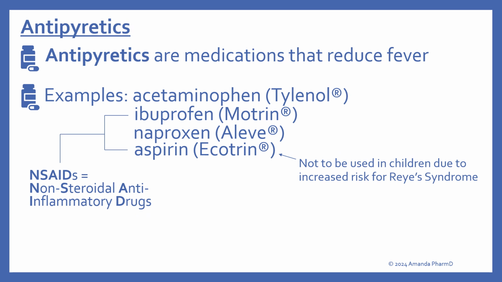Next are the antipyretics. Antipyretics are medications that reduce fever. Some examples include acetaminophen, brand name Tylenol, ibuprofen, its brand name is Motrin, naproxen, its brand name is Aleve, and aspirin, its brand name is Ecotrin. And those last three, ibuprofen, naproxen, and aspirin, are NSAIDs, which stands for non-steroidal anti-inflammatory drugs. And I also have a note here that aspirin is not to be used in children due to an increased risk for Reye's syndrome, so it would not be used as an antipyretic or fever reducer for children.